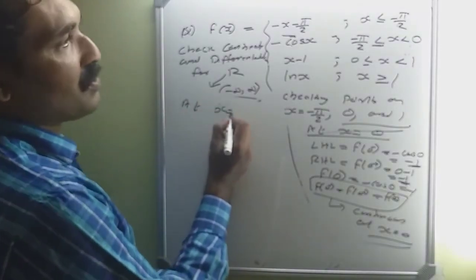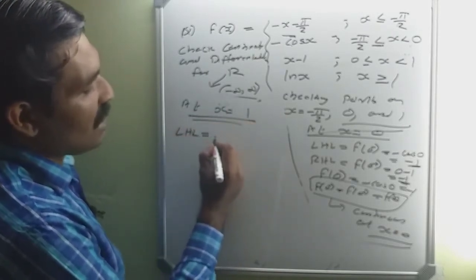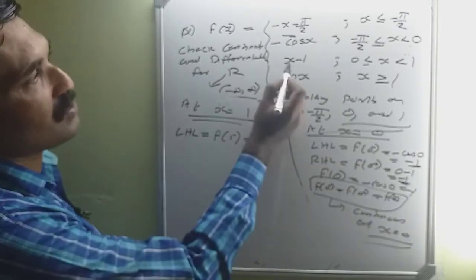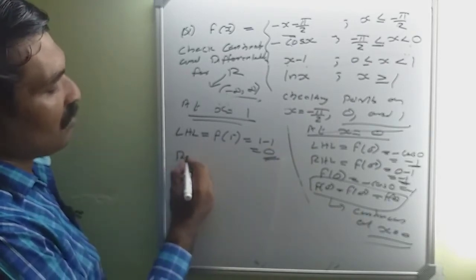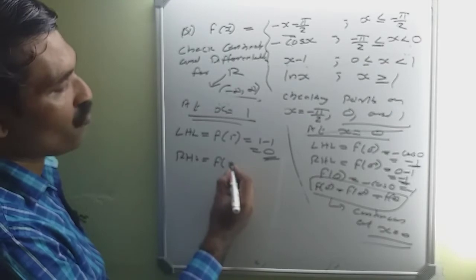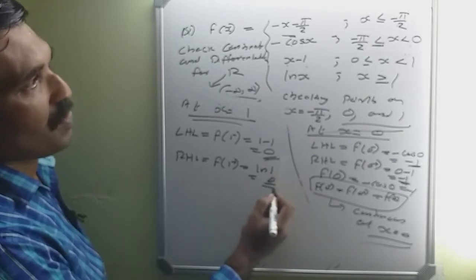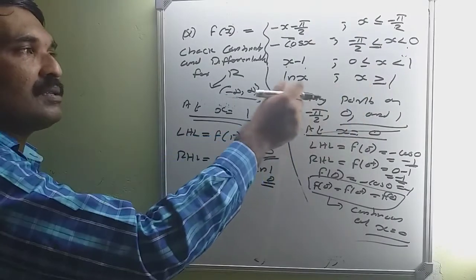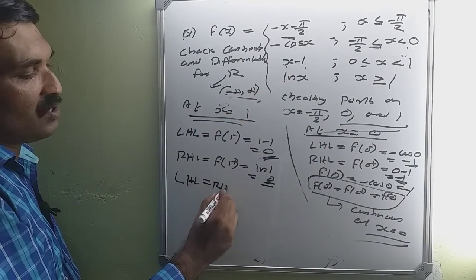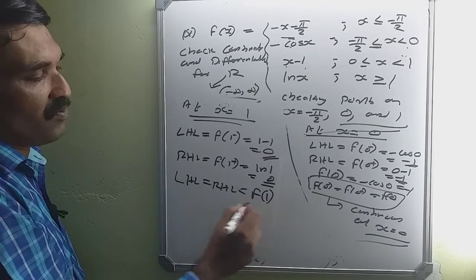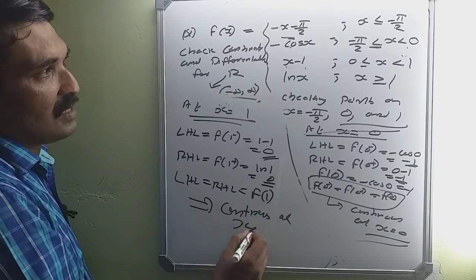At x is equal to 1, the left hand limit, that is f of 1 minus, is x minus 1, that is 1 minus 1, which is equal to 0. The right hand limit, f of 1 plus, is ln 1, which is equal to 0. The value of the function at x is equal to 1 is also ln x, that is ln 1, which is equal to 0. That is LHL is equal to RHL is equal to the value of the function f of 1. This implies it is continuous at x is equal to 1.